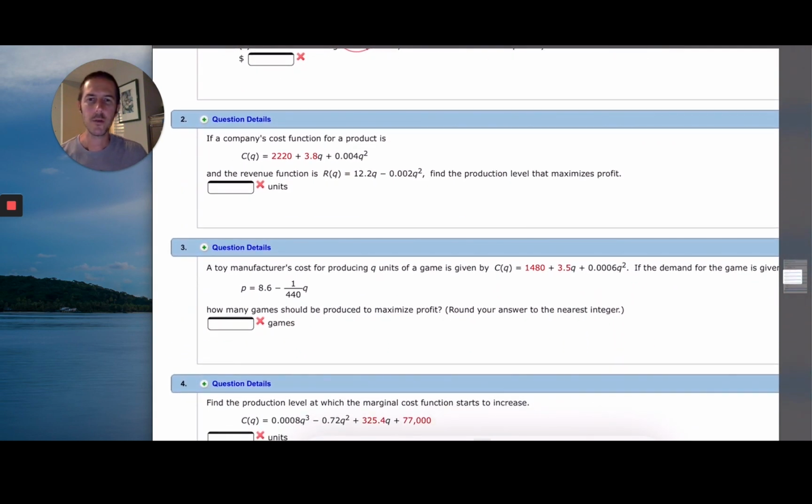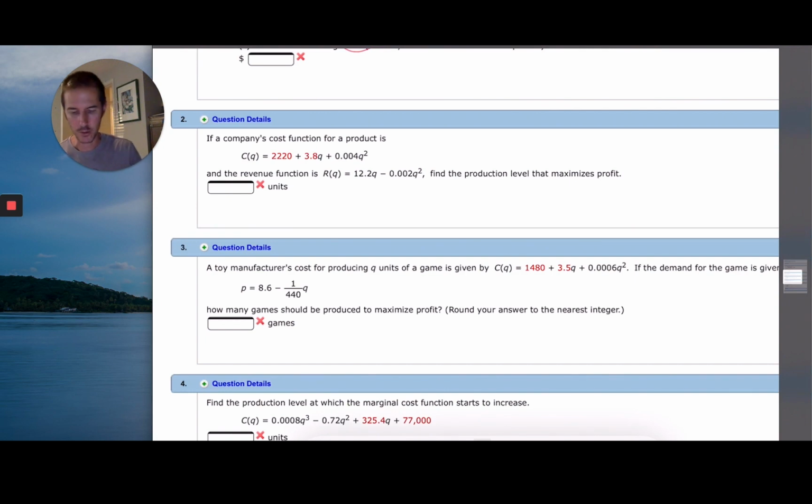If a company's cost function is the following, and the revenue function is that, find the production level that maximizes profit. This is such an important lesson. If you're going to be maximizing area, you need an area equation. If you're maximizing volume, if you're maximizing velocity, here we're trying to maximize profit. What are we going to need? A profit equation, profit function.